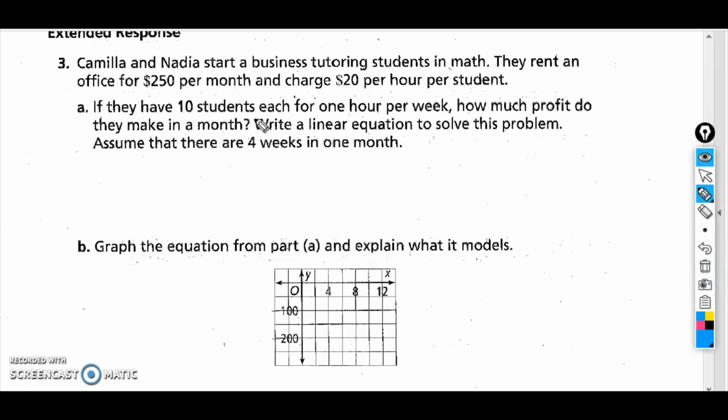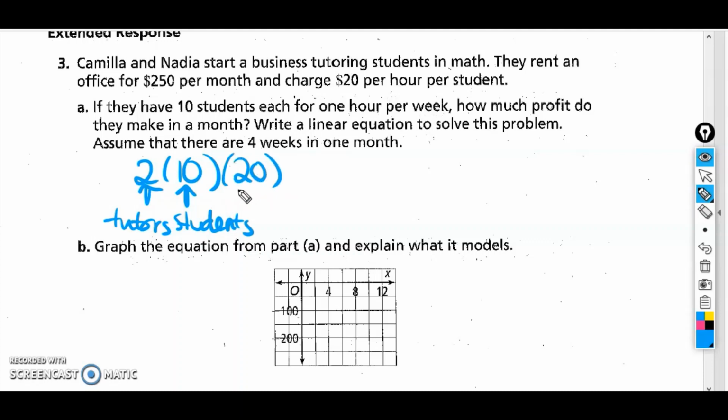It says if they have 10 students each for 1 hour per week, how much profit do they make in a month? Alright, so there's 2 of the tutors, and they're going to have 10 students each. So this is the number of tutors, and each of them have 10 each, so 10 students. Well, for every hour, they get charged $20. So I'm going to, let's see, that's how much money per hour.